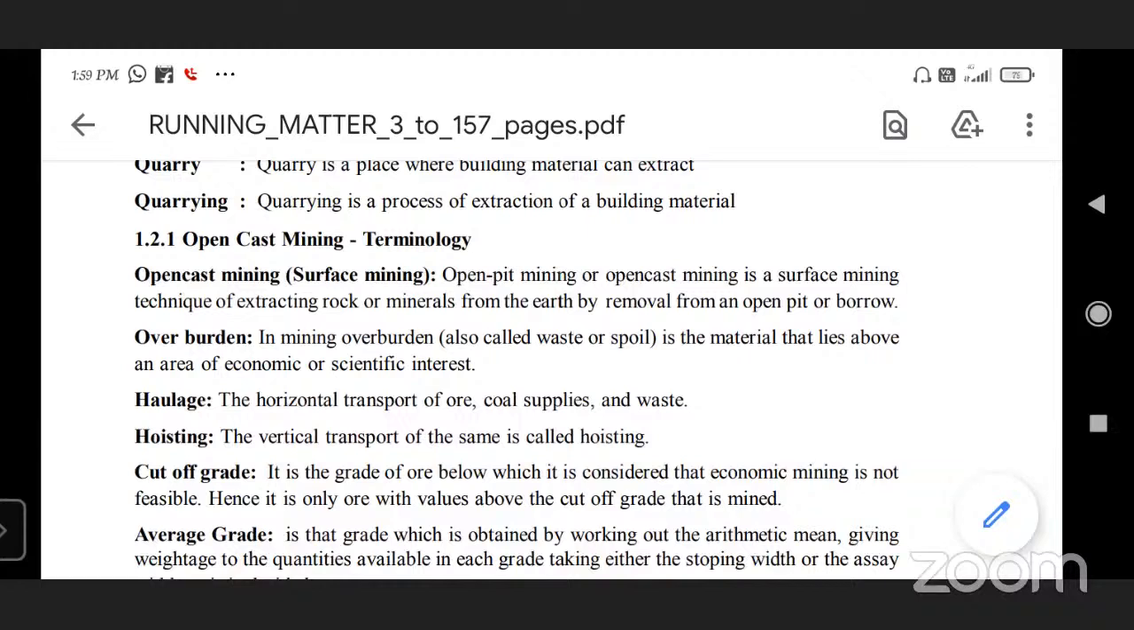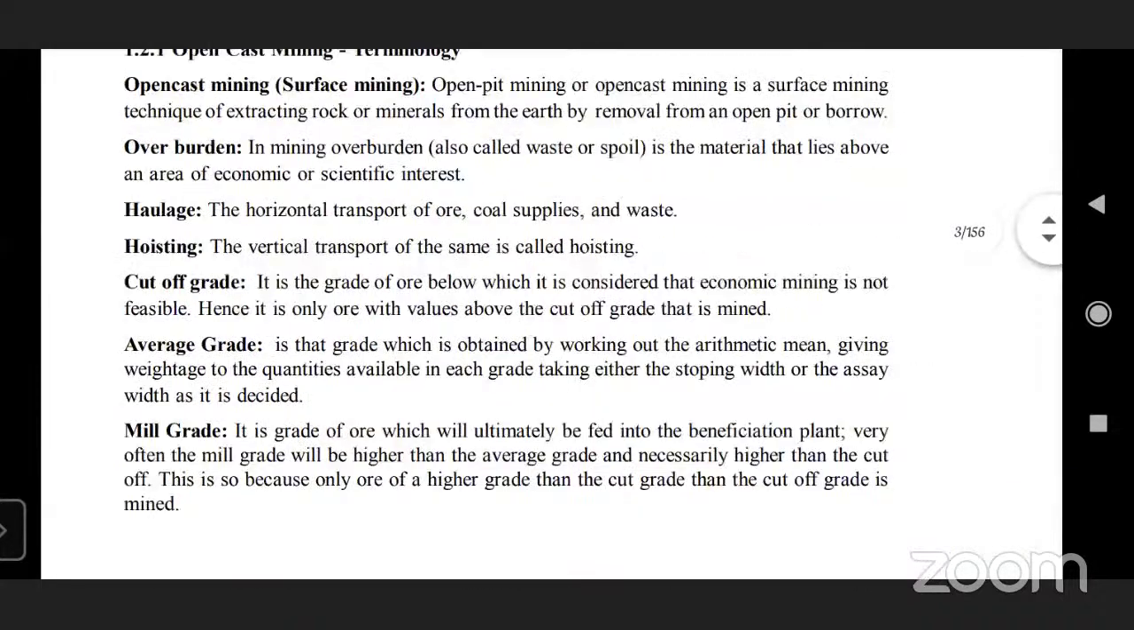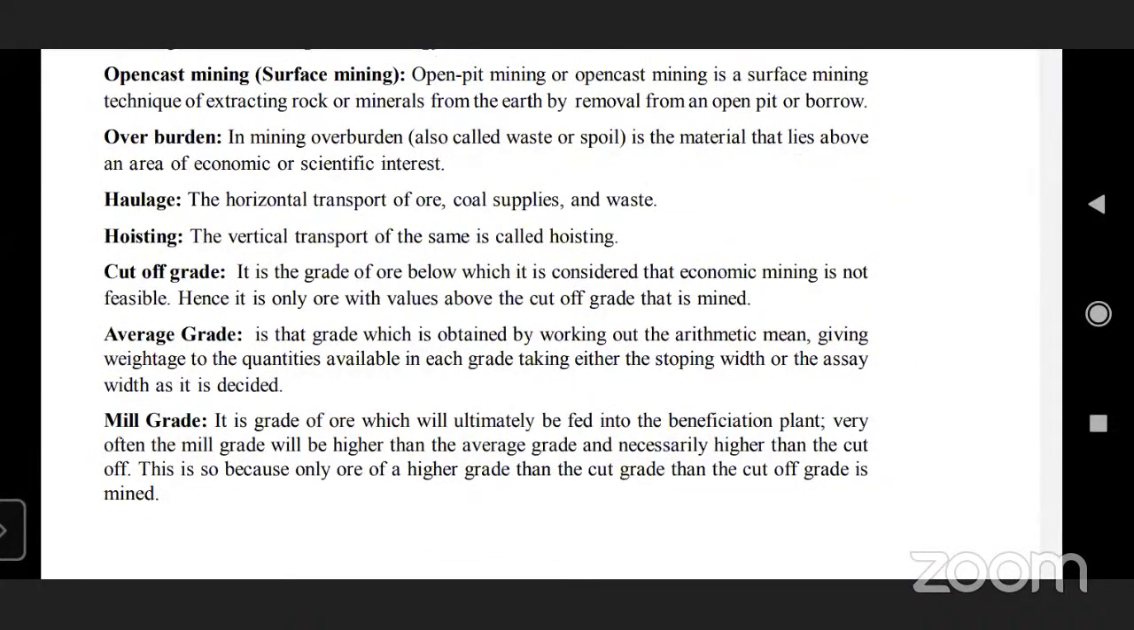And average grade. The average grade is the grade obtained by working out the arithmetic mean, giving a weightage to the quantities available in each grade, taking either the stoping width or the assay width as decided. That is called the average grade.